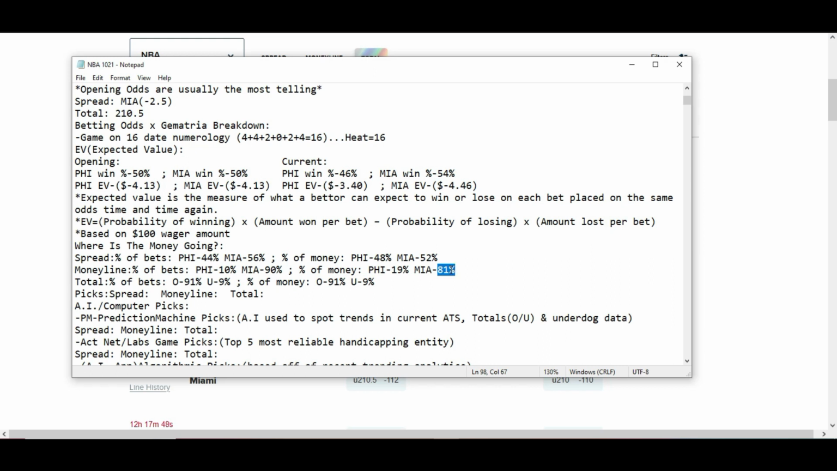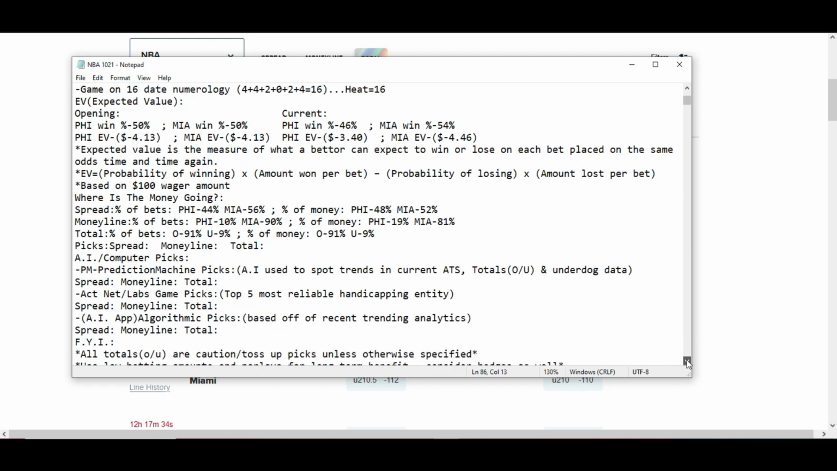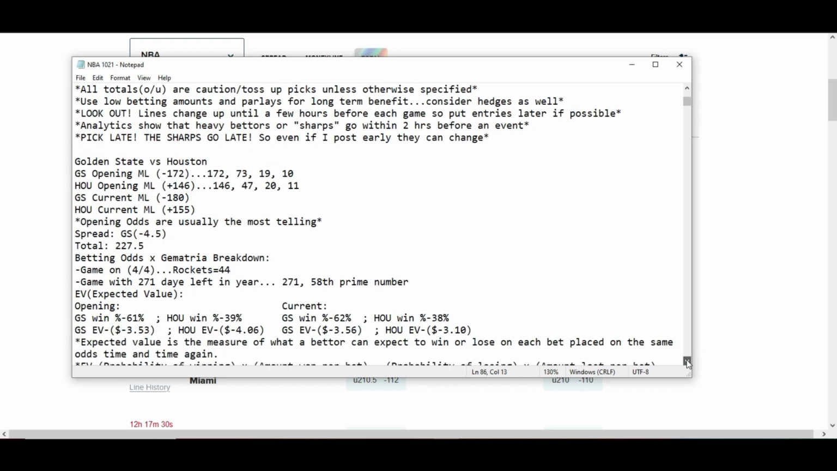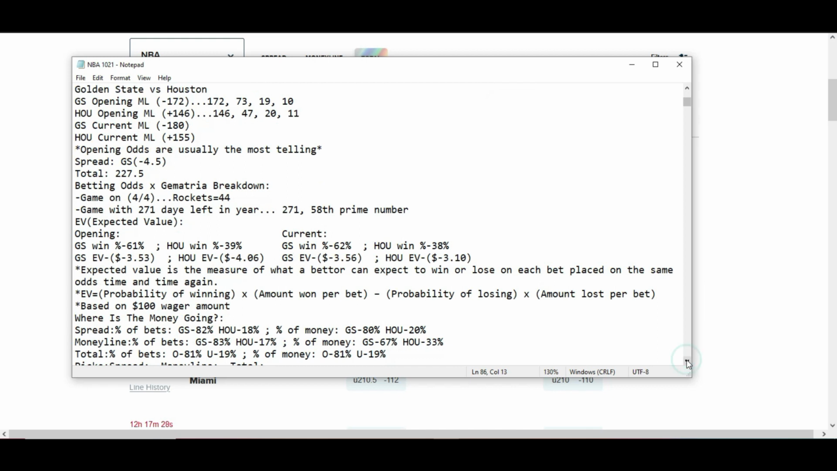Of course, we just went over the over-under. Both are getting 91% of the money and the bets. Really low, 210.5. That could be a trap in itself. Pay attention to where the cost is. That minus 110, pay attention to that. I'll be filling out the picks after the video. Golden State versus Houston, minus 172.